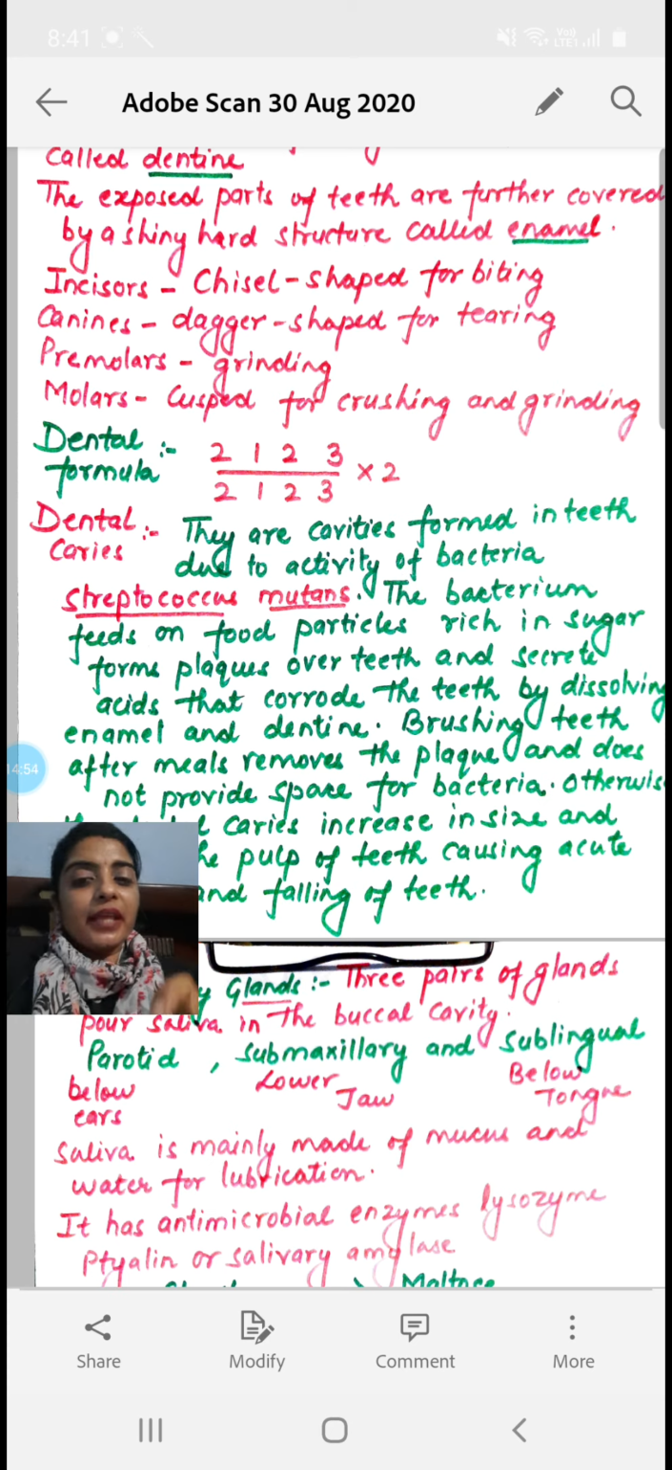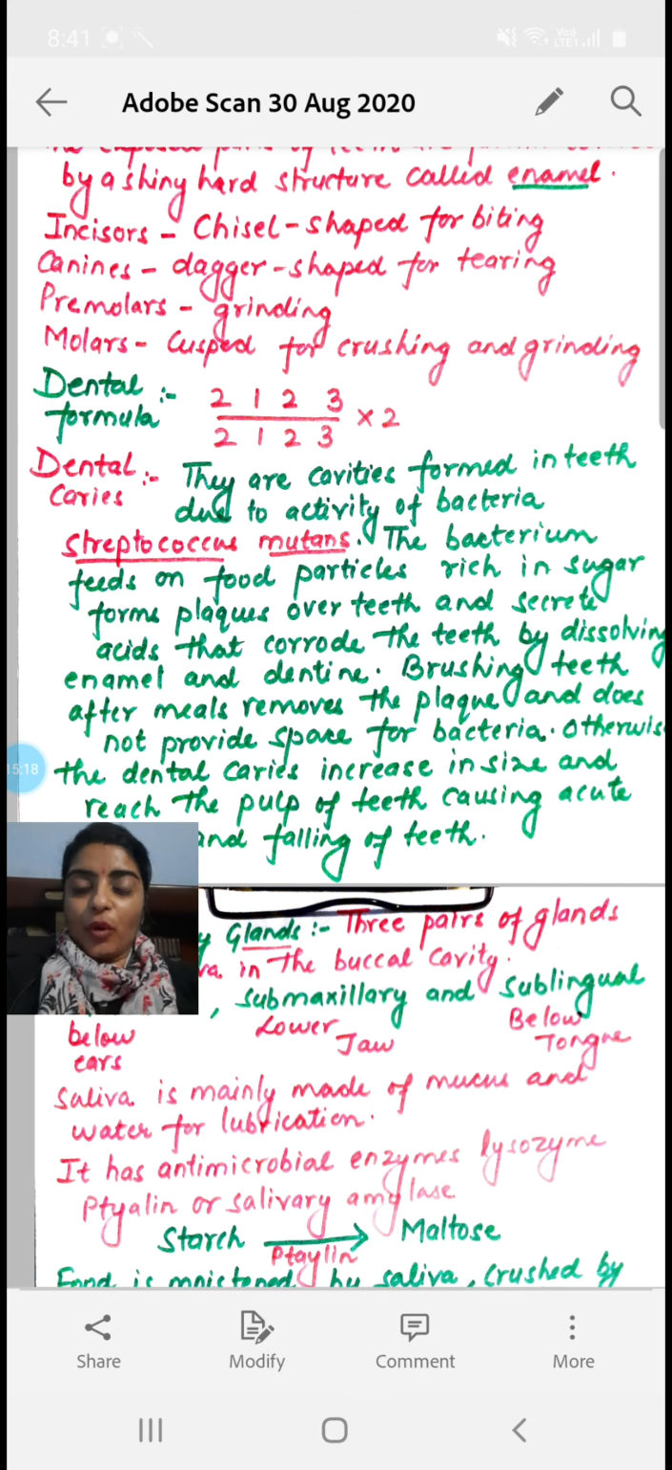particles. The next part that you have to remember is the dental formula. It's very easy for human beings: 2 1 2 3 upon 2 1 2 3 into 2. 2 1 2 3 means we have 2 incisors, then canines, then premolars and then molars, into 2. It means 16. अगर आप इनको जोड़ें, 2 1 plus 2 is 3, 4, 5, 6, 7, 8, so 8 upon 8 into 2, यानी we have 32 teeth. तो 16 हो गए अपर जॉ में, 16 हो गए लोअर जॉ में.